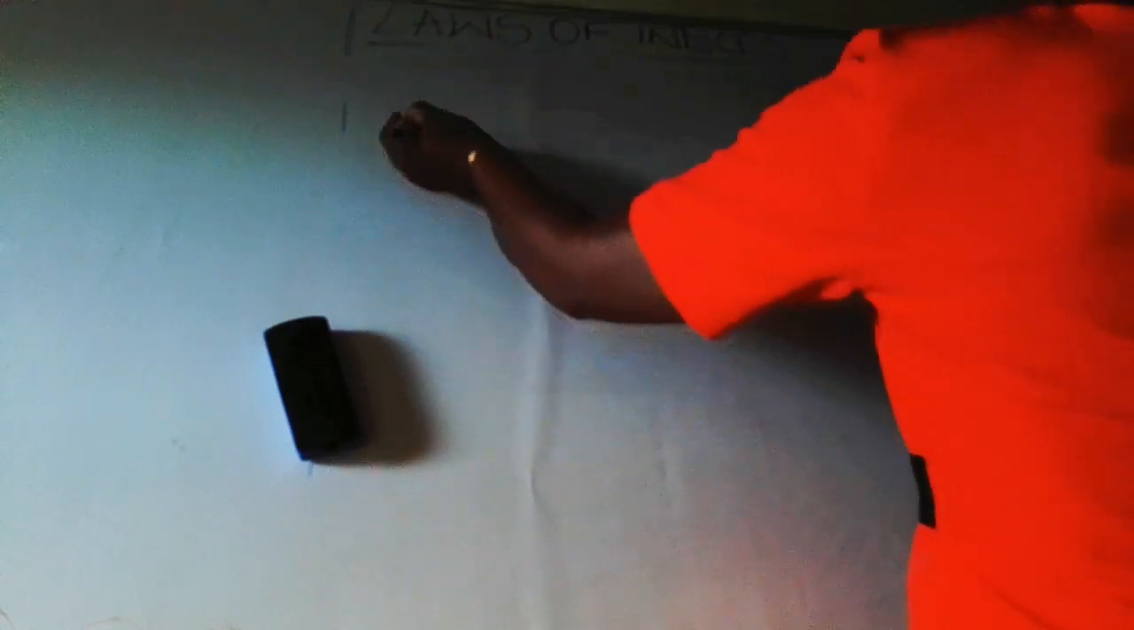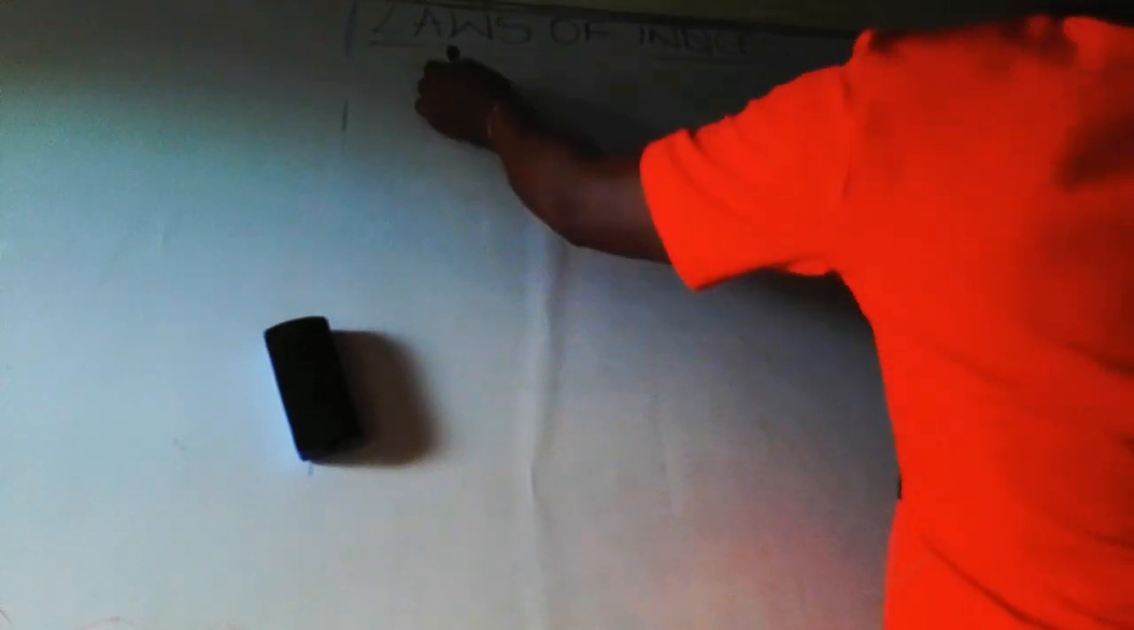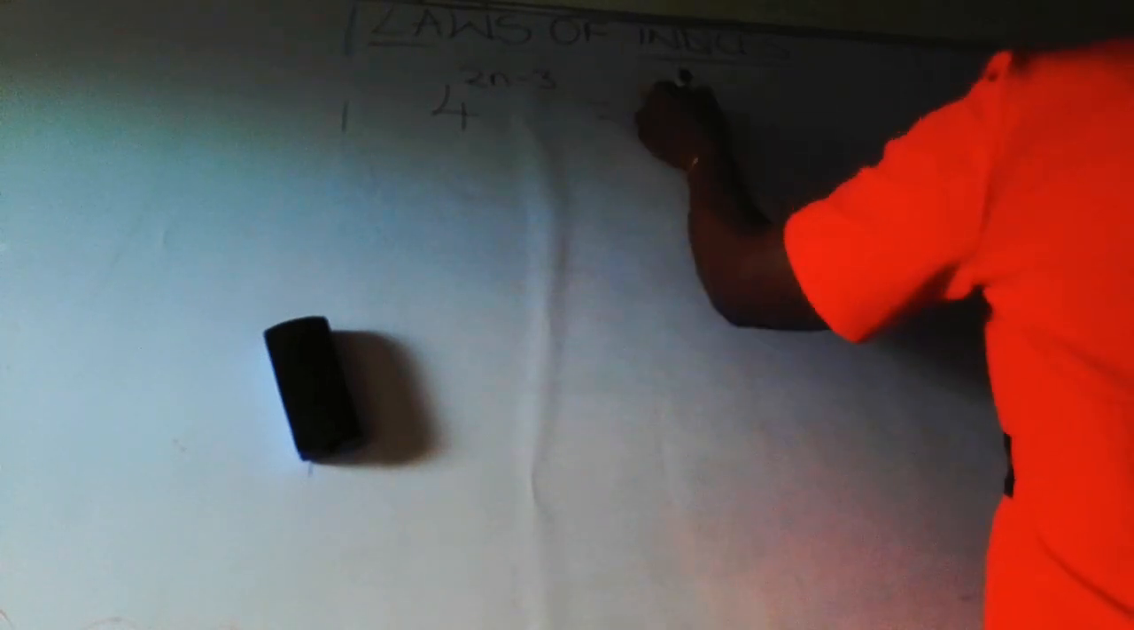We now have the last question. Solve the equation 4 to the power 2n minus 3 is equal to 8. That's a June 2018 question 8b, a paper 1 question paper.